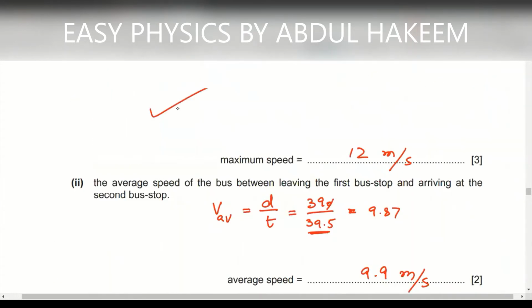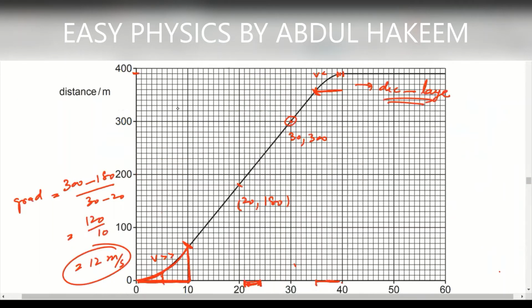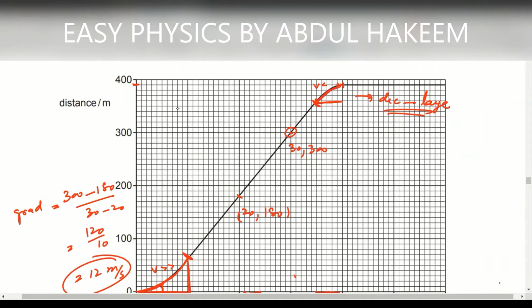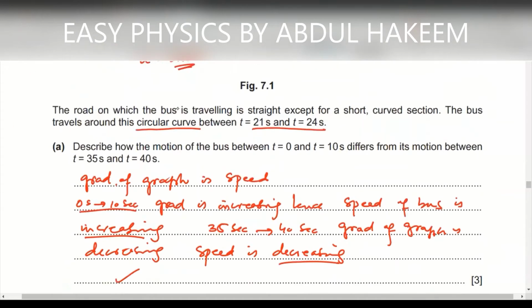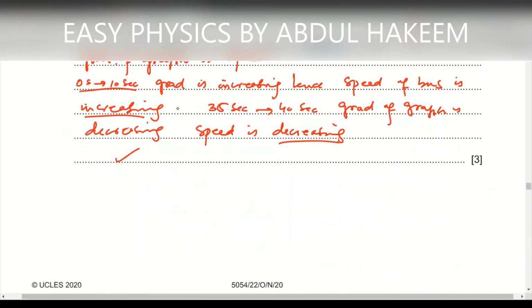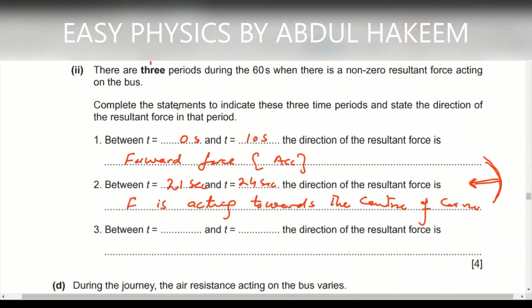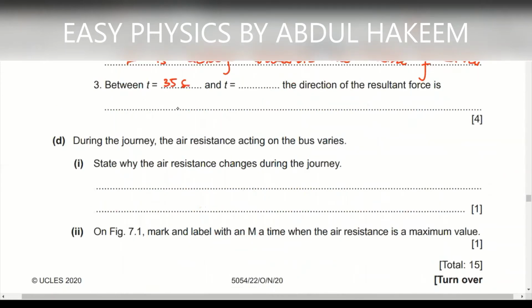And the next, from this point to this point, the velocity is decreasing. And this point is from 35 to 39 or 40, from 35 to 40. Speed is decreasing. So there's a retardation. So this retarding force is acting backward.